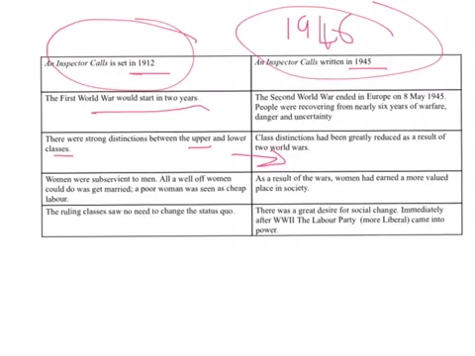Now, if you're looking at the role of women, as we see all the way through the play with Eva Smith, even Mrs. Birling and Sheila were subservient to men. In other words, they were there simply to facilitate a man's world, to assist the men, but to stay out of their way and to do as they were told. All a well-off woman could do was get married. A poor woman was seen as cheap labour.